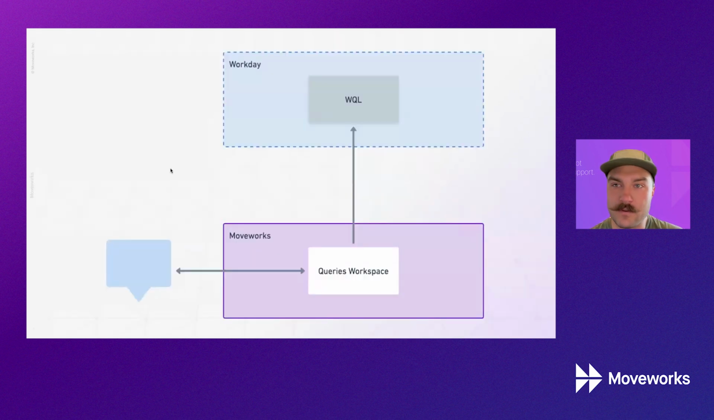Again, this is a very simple use case. So broadly speaking, we're making a queries use case. The user comes to the bot, asks a question, which triggers the queries workspace use case, which in turn goes to Workday and queries the WQL API, gets that information, formats it, and sends it back to the end user.